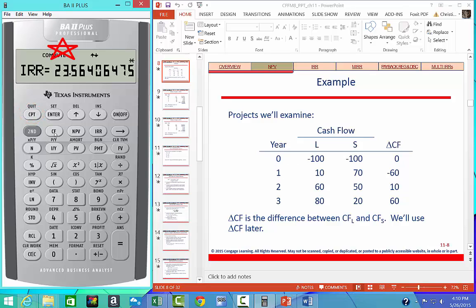Then if I wanted to find the IRR for project L, let me go down, I can overwrite these numbers, hit enter. Cash flow 2, I'll override it with 60. And cash flow 3, I'll put in at 80. So now I have project L's cash flows in there, and I go to IRR. It just keeps the last number here that you had, so just remember to hit compute. And I get 18.13% for the IRR for project L.